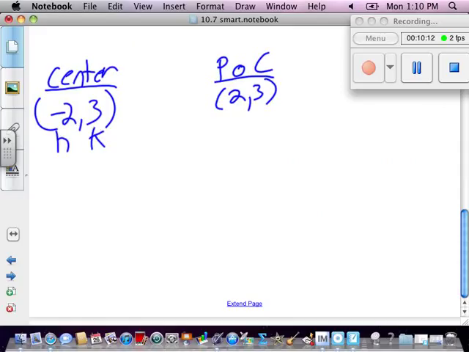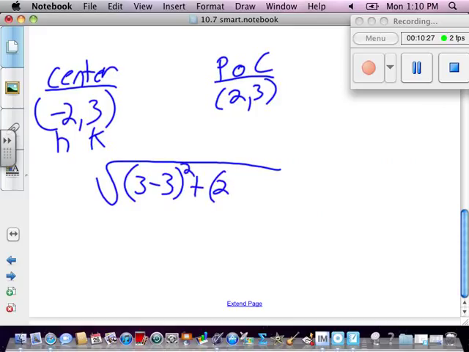So how do we find the radius? We find the distance between the center and a point on the circle. So we take the square root of (y minus y) squared plus (x minus x) squared. Okay, 3 minus 3 is 0. Square root is 0. This becomes positive. 2 plus 2 is 4. 4 squared is 16. What's the square root of 16?